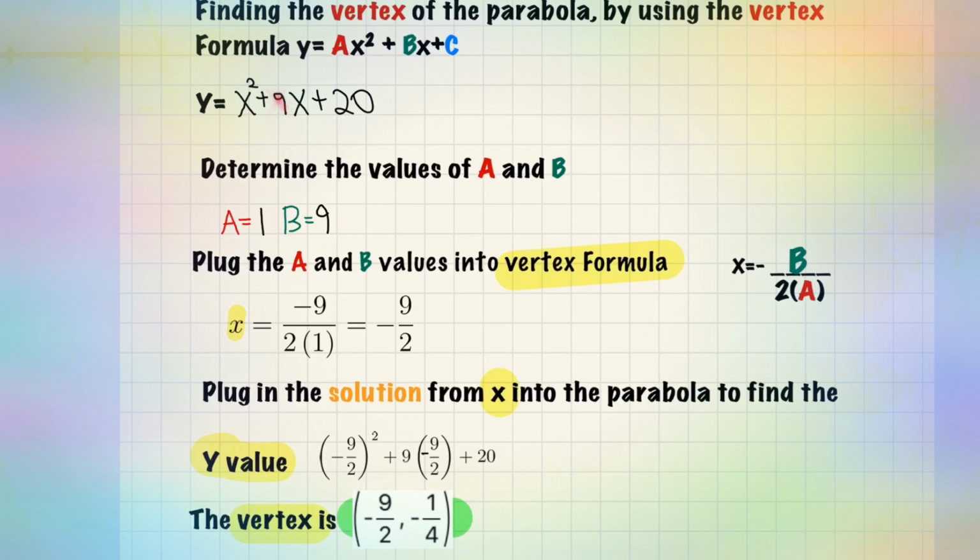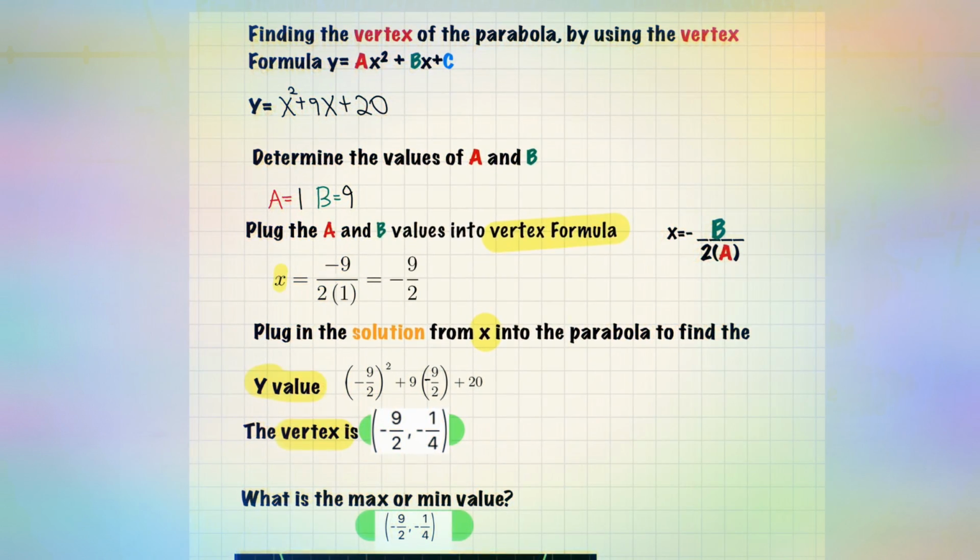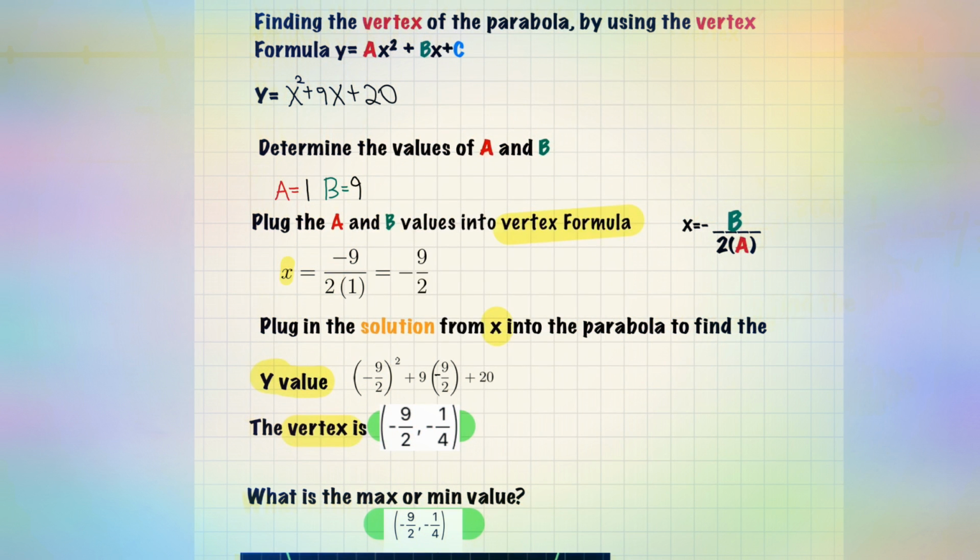B is going to be 9, because it's in the b spot. So now we take this information and we use x equals negative b divided by 2 times a. So negative b is 9, so negative b would be negative 9 divided by 2 times a. Here we know that a is just 1.